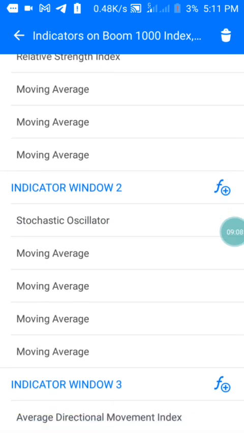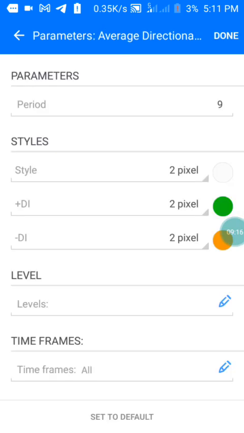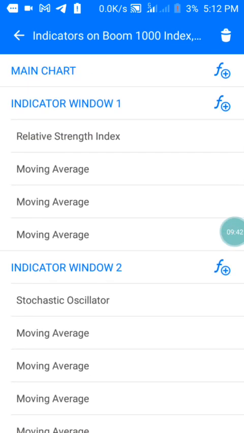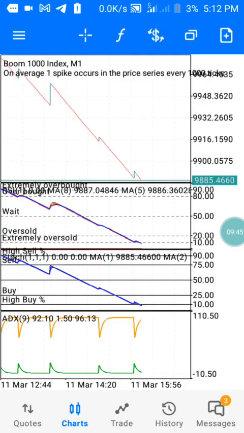Now I have my indicator window 3, which is my average directional movement index. I have the period of 9, and I have my style. The first style is in white color, which is the color of my background, and I have plus DI, which is my second one, in green color, and the third one I have in yellow color. You see now, these are the most important settings that you need for you to have the same accurate chart as me. So you press on done. After setting up this strategy like this, you will have the same charts the way I have it here.